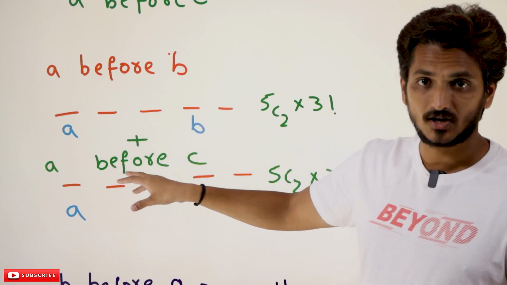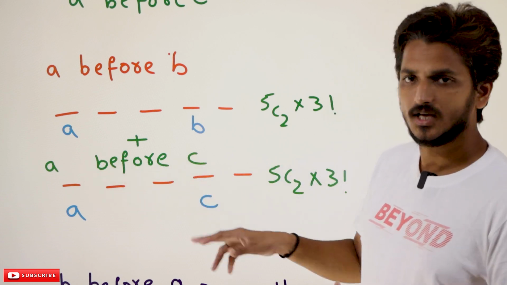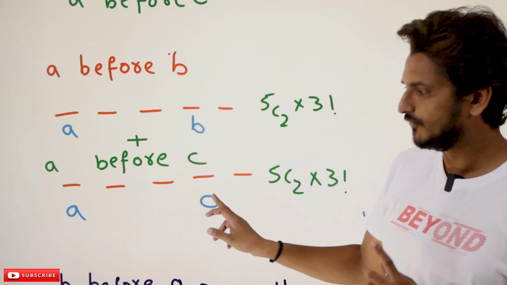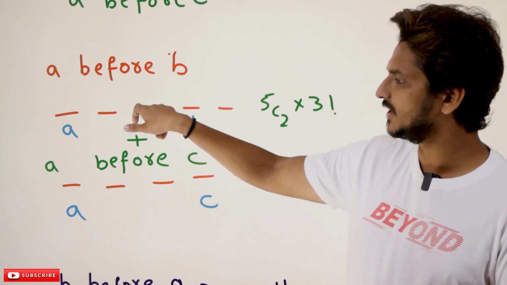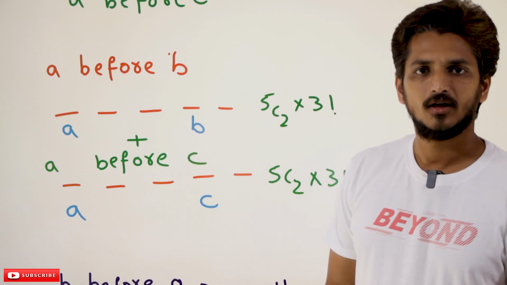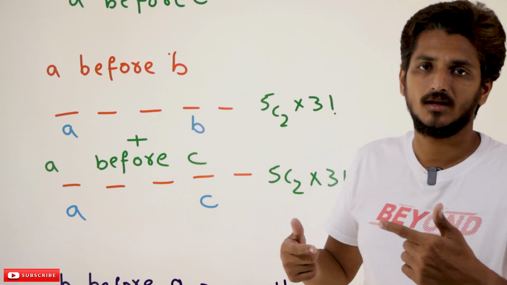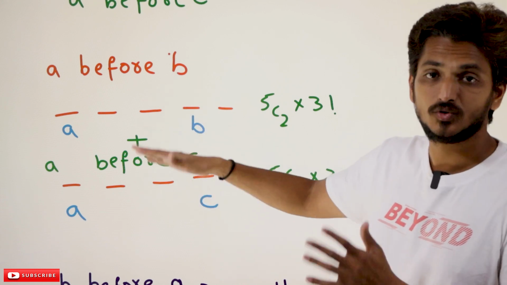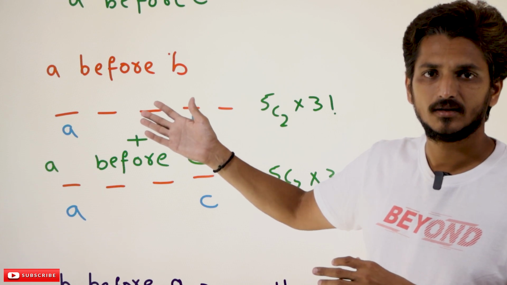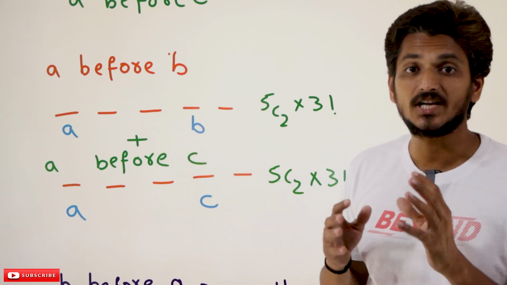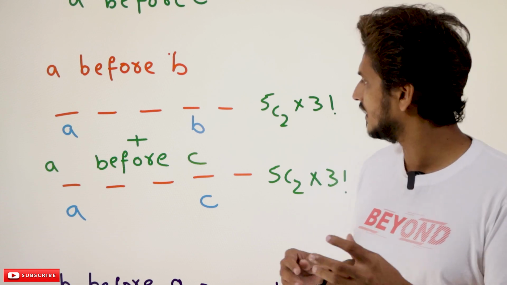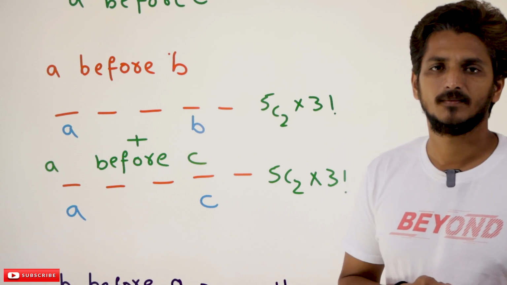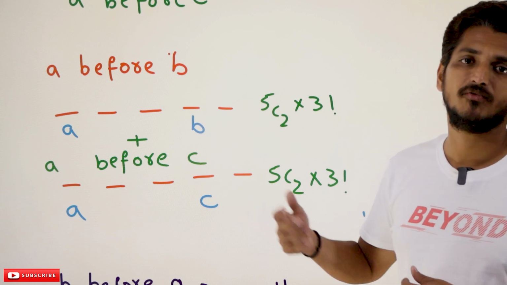Similarly, what's the second condition? A before C. Select any 2 positions from 5 positions. Suppose A, C. If you place B here, this option is already done here. So we are recounting here. The situations are getting mixed up. So these types of examples we need to solve using the complement method. That is the easy way to solve this type of example.